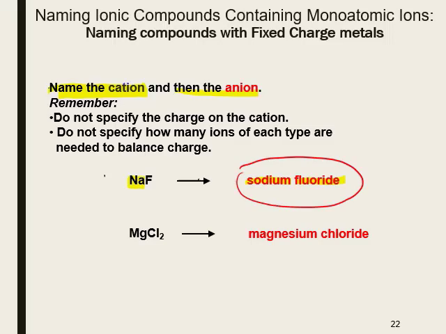Similarly, if another formula is given, MgCl2, first again we will name the cation. The cation name is similar to the metal name, so it's magnesium. After that, we need to name the anion. Remember, we are not going to specify how many ions are present. So even though there are 2 chlorides, we don't need to specify that in the name. Hence the anion is chloride, and the name of this compound is magnesium chloride. We do not specify how many magnesium or chloride ions there are.